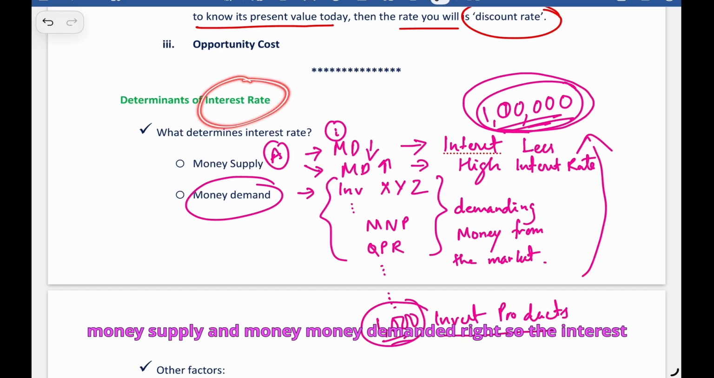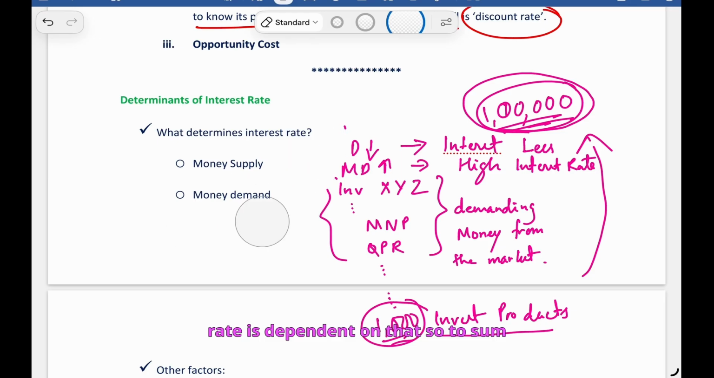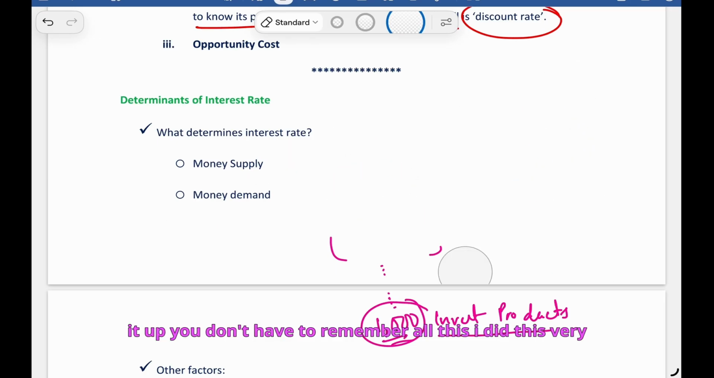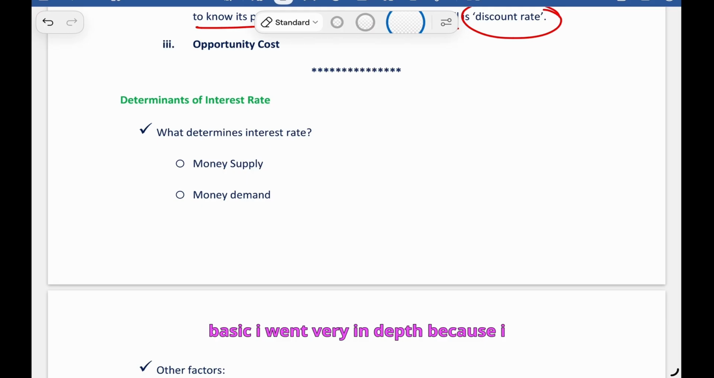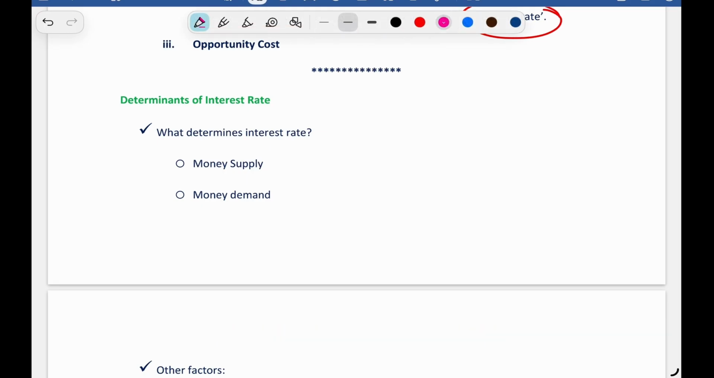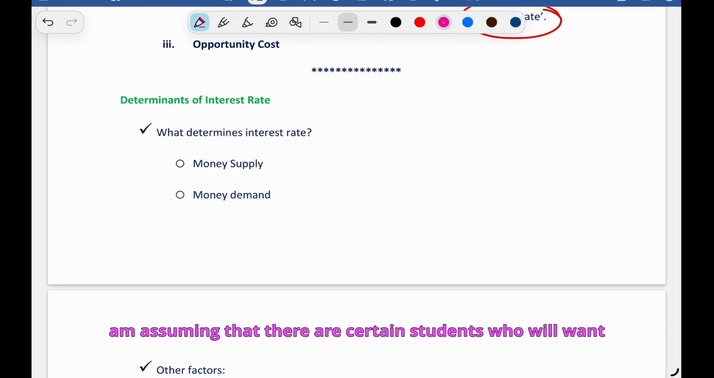So the interest rate is dependent on that. To sum it up, you don't have to remember all this. I did just very basic. I went very in depth because I am assuming that there are certain students who will want to go to the basics and want to clear their foundation. So that's why I just explained it to you. Some of you it will be very easy.